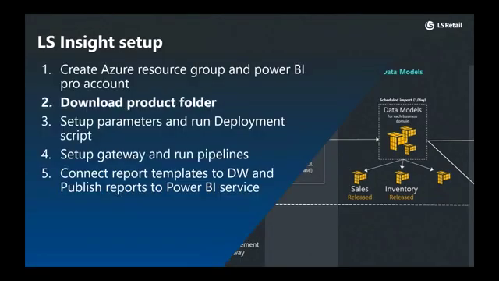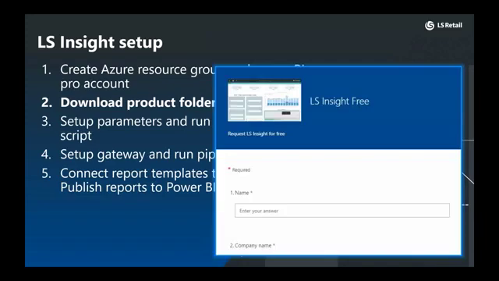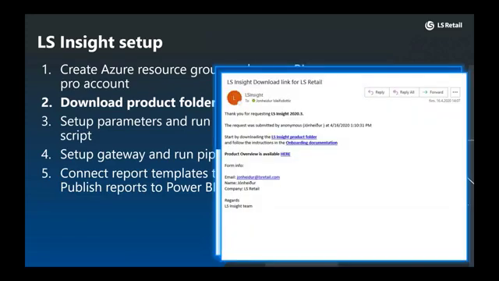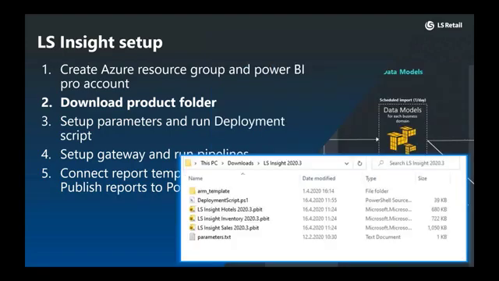Step 2 is to download the LS Insight product folder from the LS Retail Partner portal. You fill out a simple form and receive an email a few minutes later with download links to the product folder and a link to the onboarding process. The product folder you downloaded contains all the files needed to set up LS Insight.